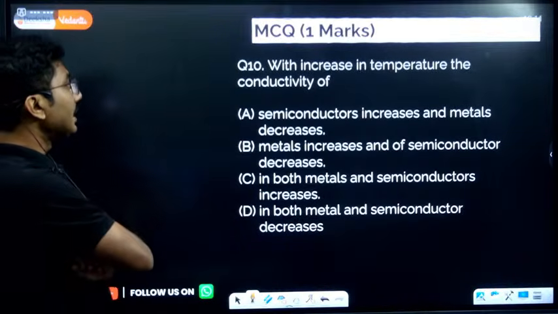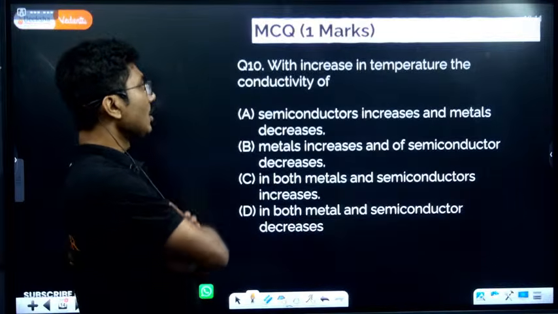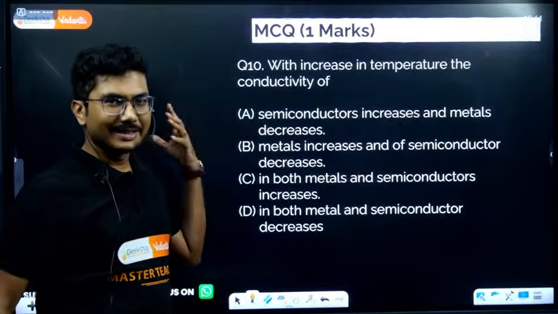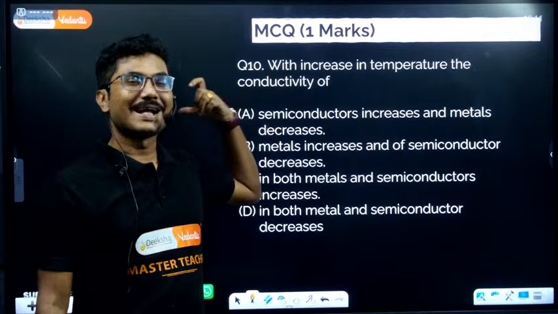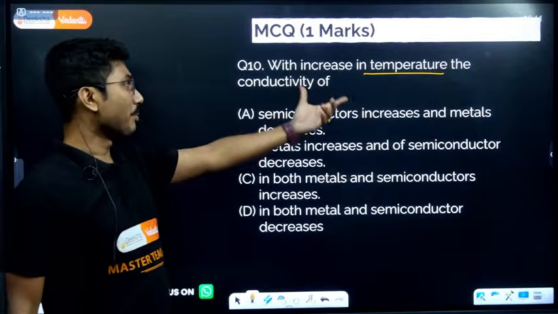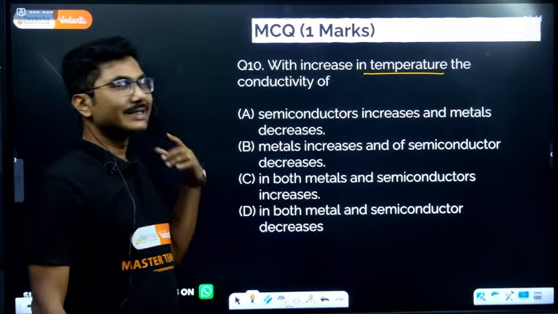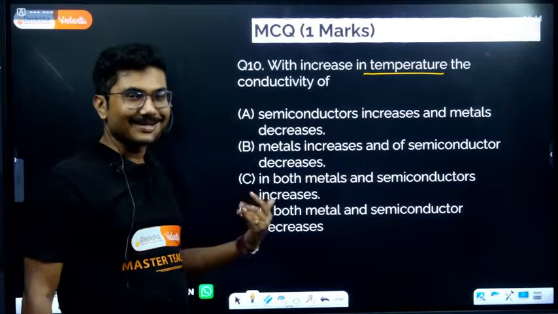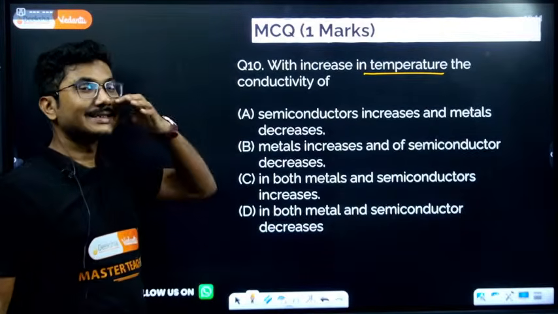With increase in temperature, the conductivity of semiconductors. Temperature is one of the trickiest subjects in this chapter. Even though this chapter talks about current electricity, there are a lot of questions based on the concept of temperature. If you are increasing the temperature, the conductivity of semiconductors increases, and for conductors it decreases.